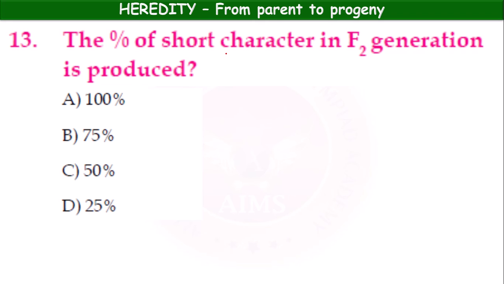The percentage of short character in F2 generation is produced. How much percentage? 100%, 75%, 50%, 25%. It is only 25%. Remaining 75% tall only. D.